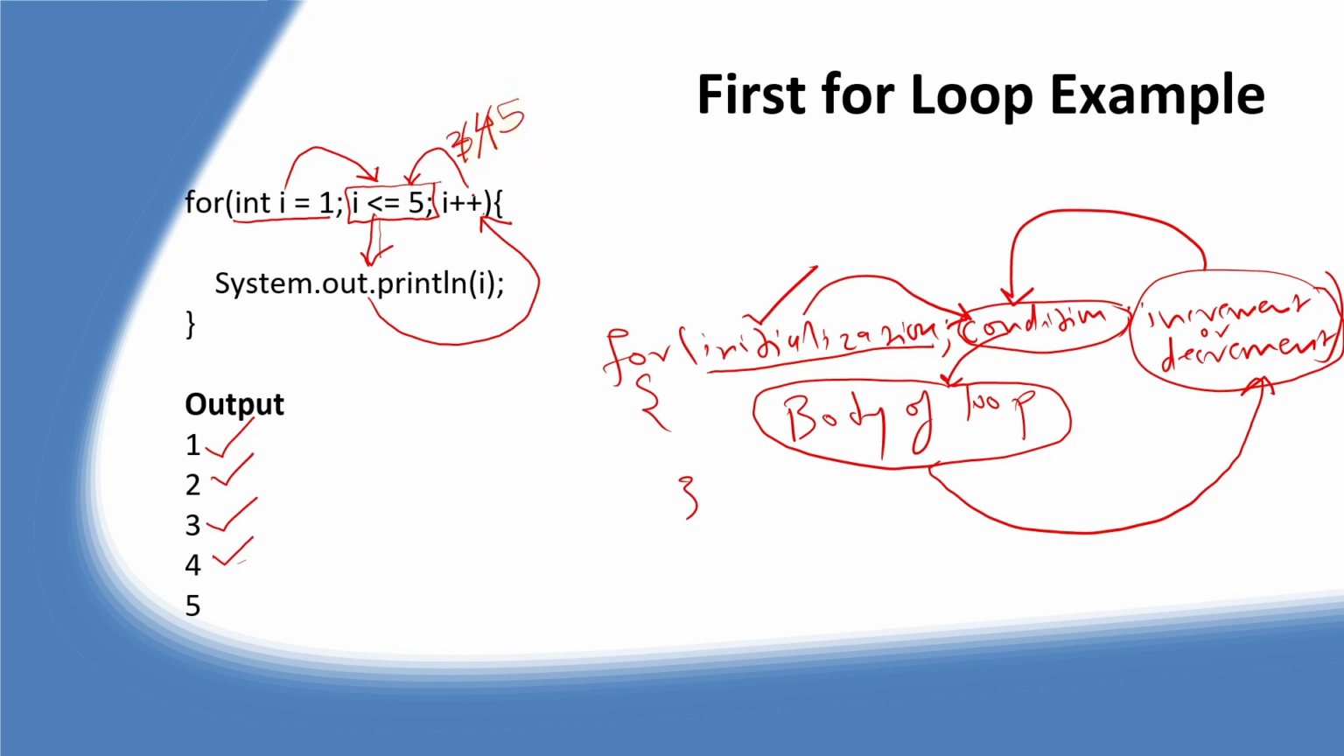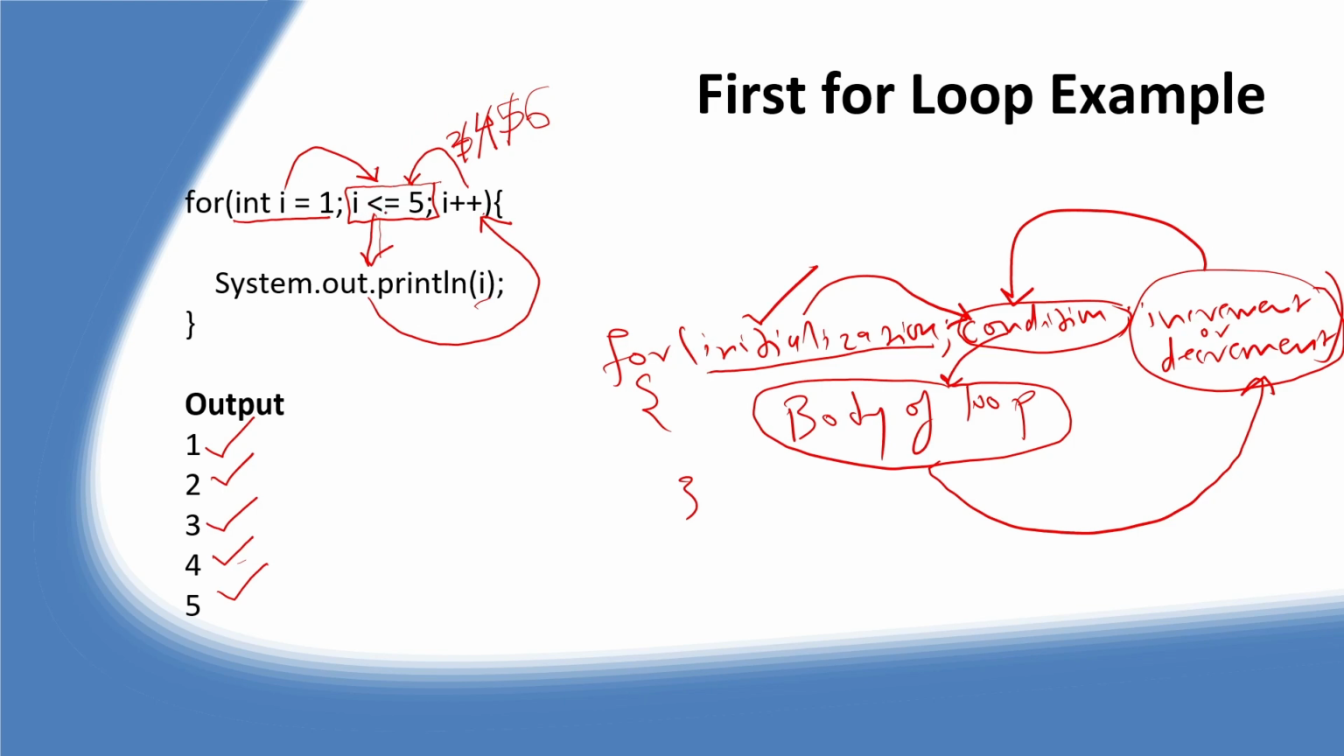Then after increment of I, it will again check the condition 5 less than or equal to 5. Is this condition true? Yes, condition is true. If condition is true, then again it will execute the body. Again it will print the current value of I, that is 5. After execution of body, again it will go to increment and I will get increased by 1, that is 6. After increment, again it will go for a condition check.